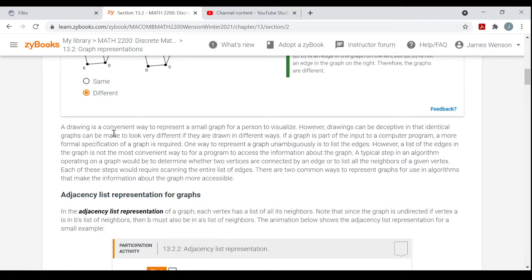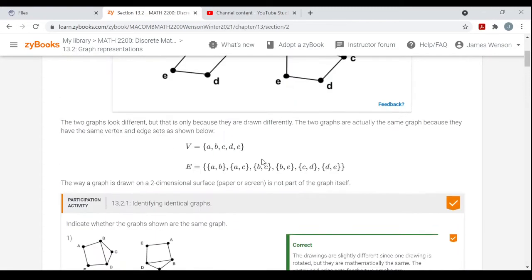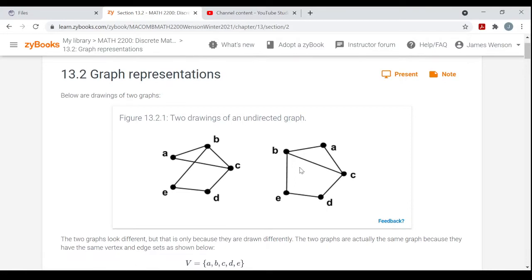A drawing is a convenient way to represent a small graph for a person to visualize. However, drawings can be deceptive in that identical graphs can be made to look very different if they're drawn in different ways, right? Like these two. They're identical graphs, but they look pretty different.